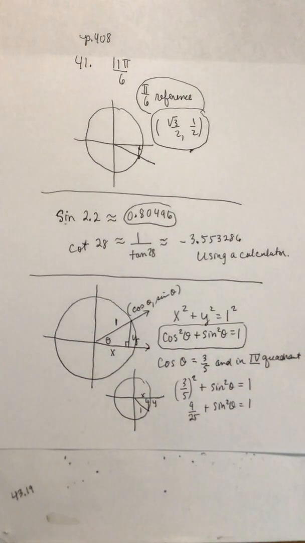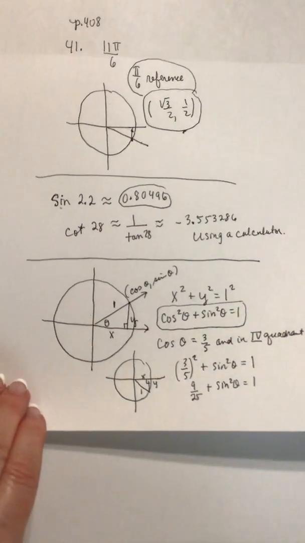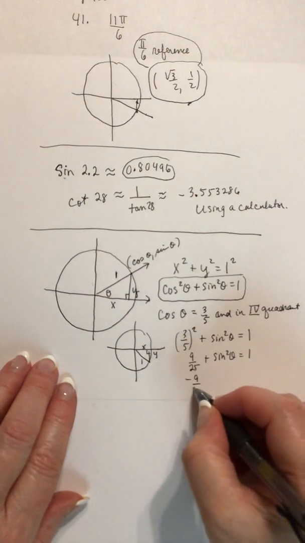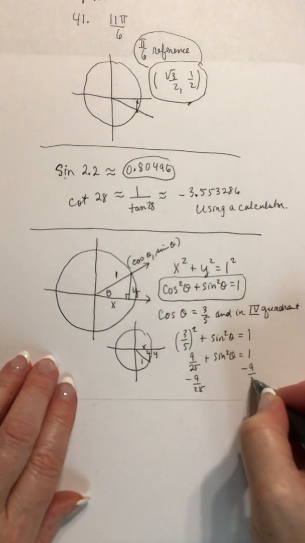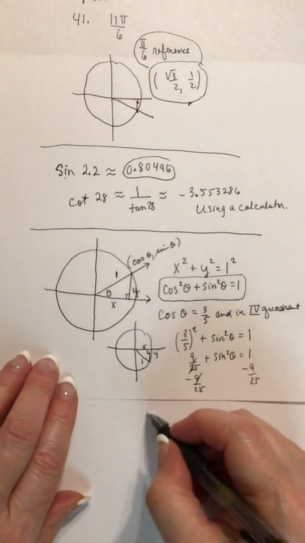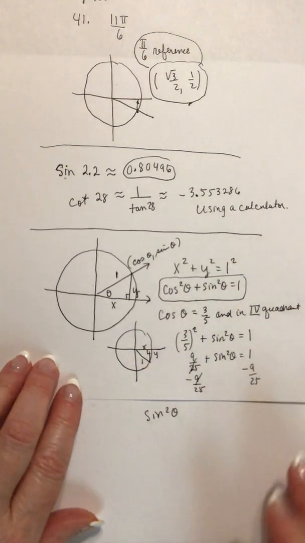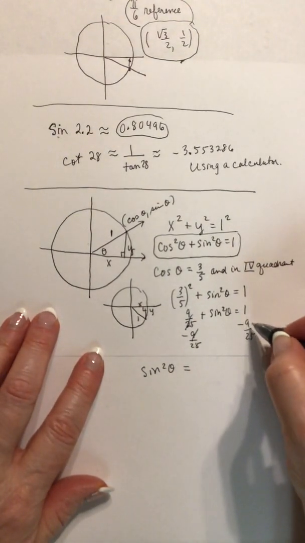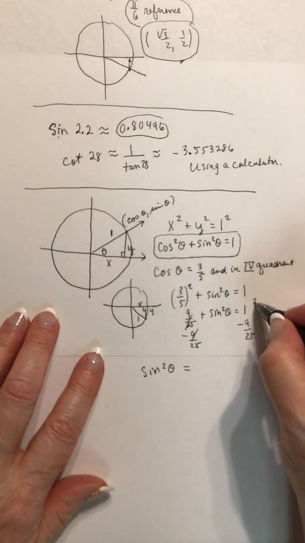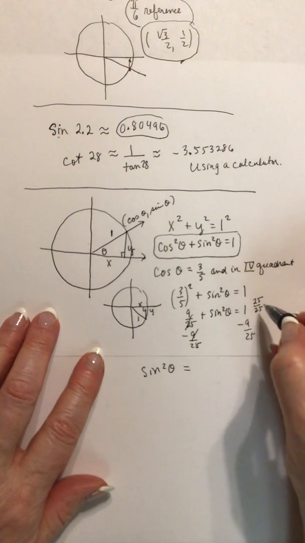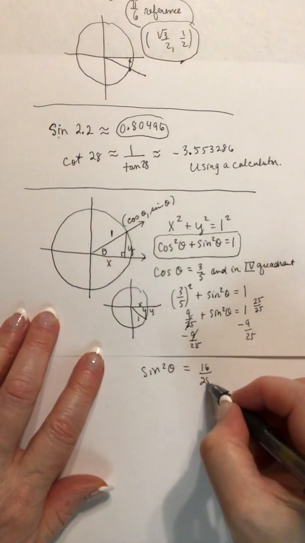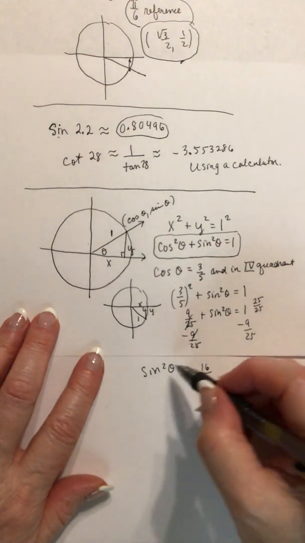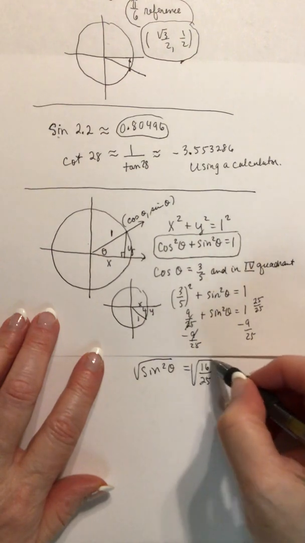So 3/5 squared is going to give me 9 over 25 plus sine squared theta equals 1. So we've got to get sine squared by itself. So we're going to move that 9/25 over. I'm going to subtract 9/25 from both sides. So this cancels and I get sine squared theta equals, now here you have to have a common denominator before you can subtract fractions. So I'm going to get 25 over 25 minus 9 over 25 gives me 16 over 25. But that gives me sine squared. That doesn't give me sine, so I have to take the square root on both sides.